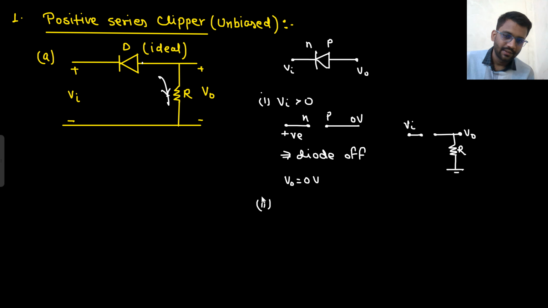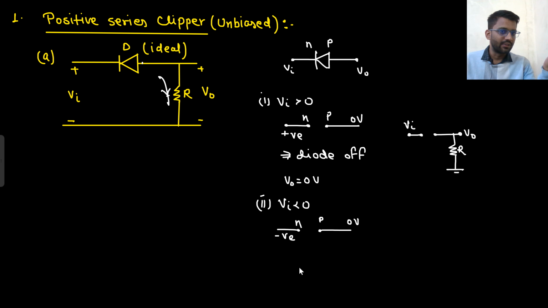Second thing, when V in is less than 0, okay, this is N, this is P, this is 0 volt and this is negative. So the P side is more positive. This is 0, this is, let's assume, -1, -2. So the P side is more positive. So diode will be on.